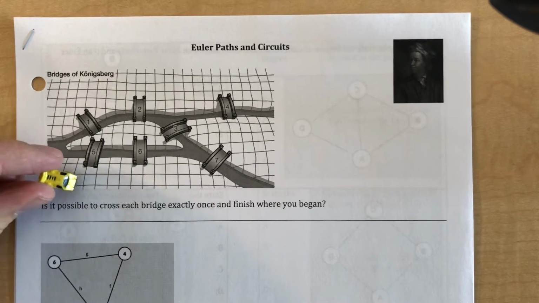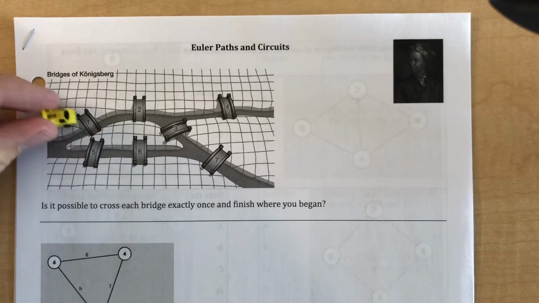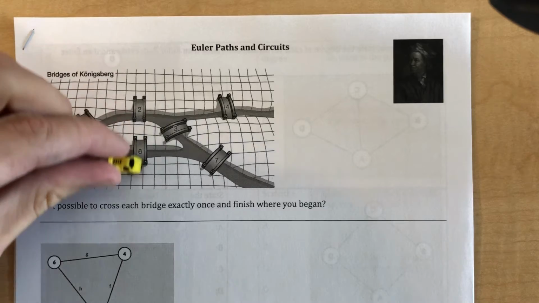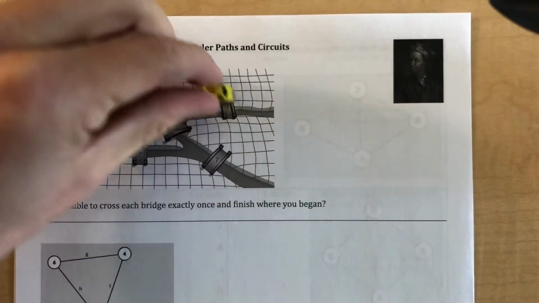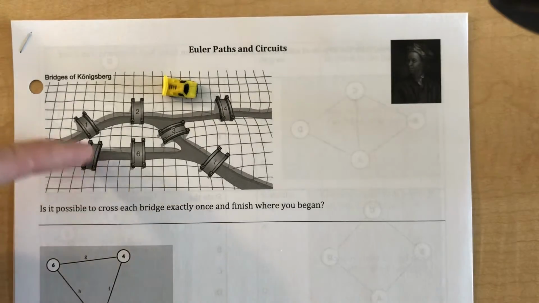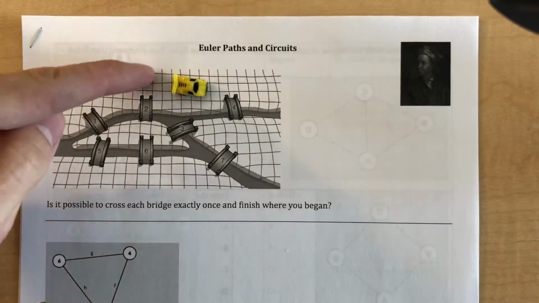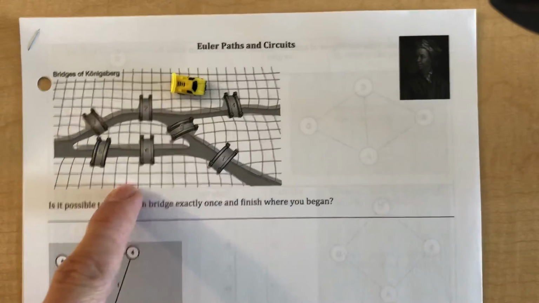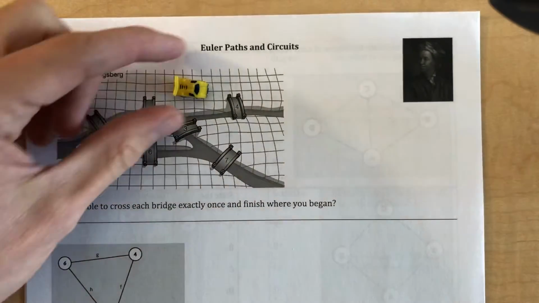So we'll start here, and we're going to cross bridge 5, then 1, then 2, then 6, then 7, then 4. And okay, so here we have a problem based on what I just did. I went through here and here and here, and I never crossed bridge 3, and I can't end up back where I started based on what I just did. So maybe there's another way.